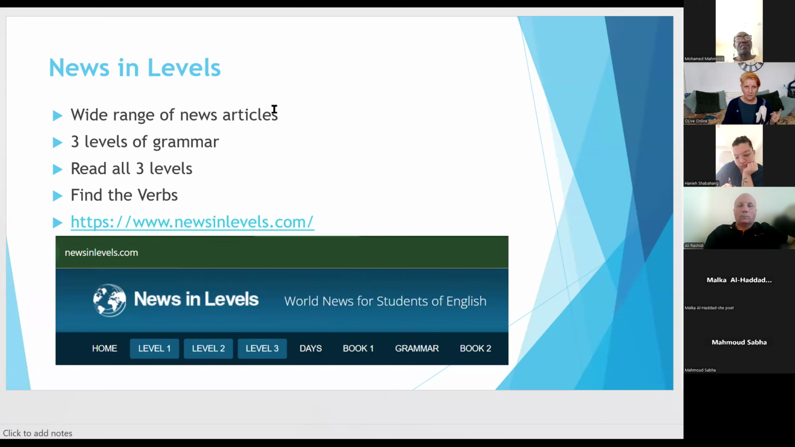A wide range of news articles, 3 levels of grammar. The first level is in simple, short sentences in the present tense. The second level has compound sentences. And the third level has compound and complex sentences. So that structural development that we're going to work on through this class is completely in line, it is shown in these articles. So enough about that. Let's go look at it.